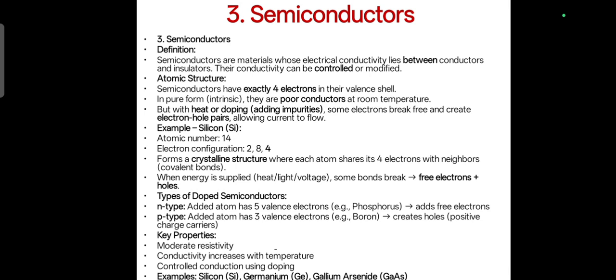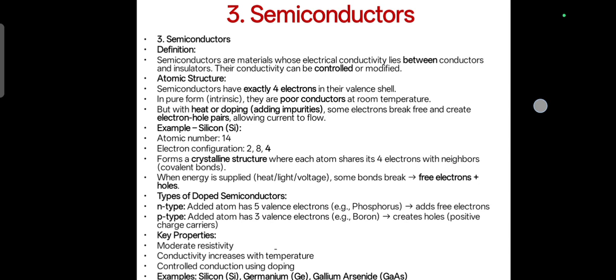Then what are the key properties? Moderate resistivity. Conductivity increases with temperature. As the temperature increases, the conductivity of a semiconductor increases. Controlled conduction using doping, so that conduction can be controlled using the doping process. Examples of semiconductors are silicon, germanium and gallium arsenide. And what are the different applications of semiconductors? Semiconductors are used in transistors, diodes, solar cells and different ICs. For that purpose we are using the semiconductor.